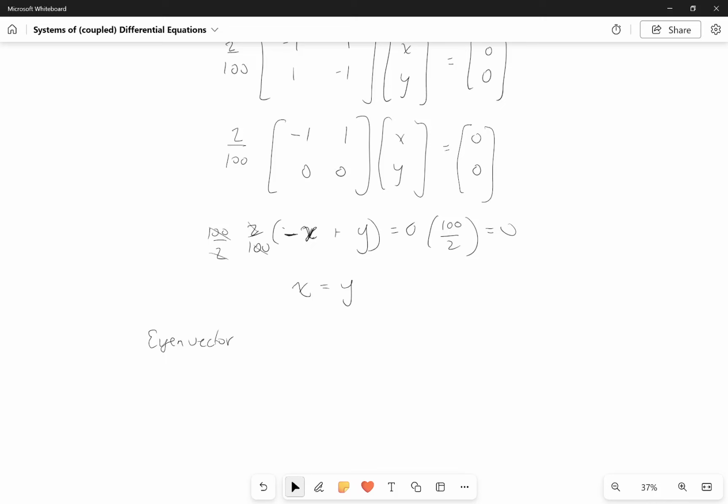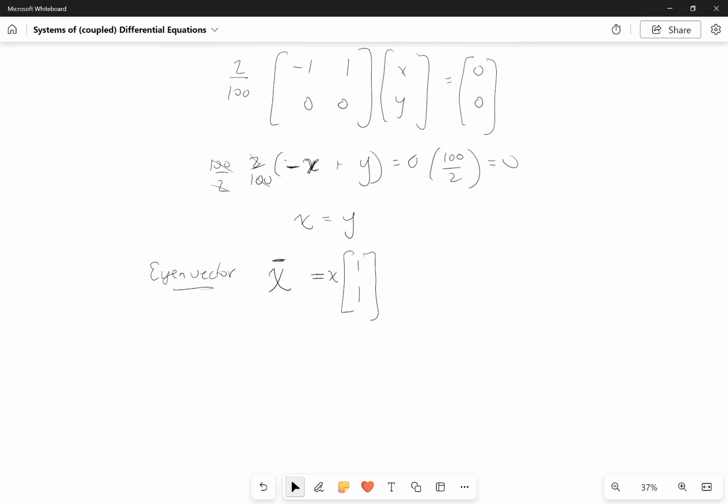eigenvector, well, the x, okay? So x is equal to, literally it's just any value times 1 and 1. X and y are the same. Okay, so we can say this is my eigenvector, and what does it look like?